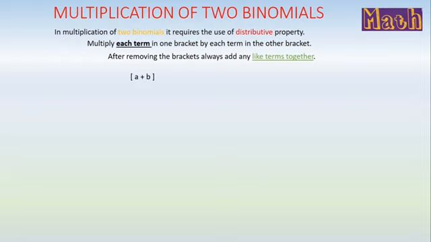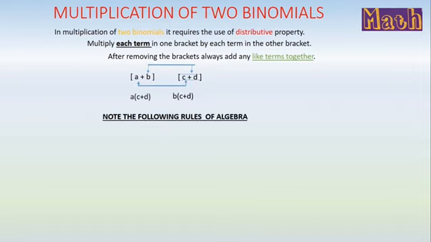Under multiplication of two binomials, we are to apply the rules of the distributive property and multiply each term with each binomial, and after that, like terms will be grouped. So let's take a practical example of how we can expand two binomials. Let's take the first one. I have a. This a will expand c plus d to become a into bracket c plus d. And this b also will come and expand the c plus d. So I have b into bracket c plus d.